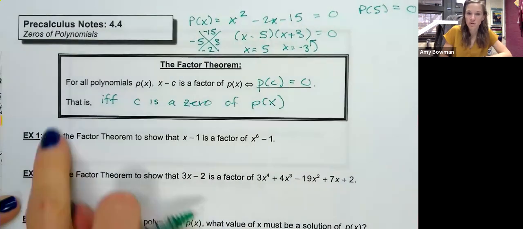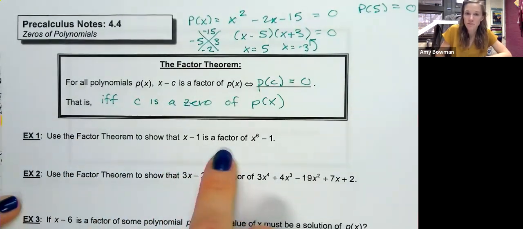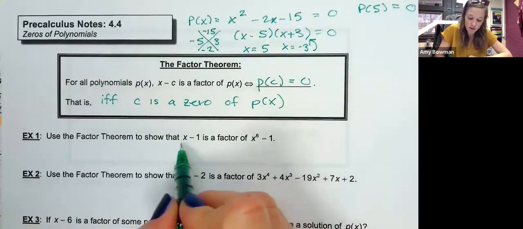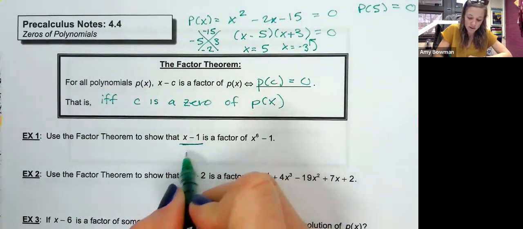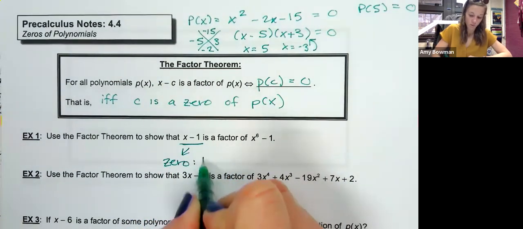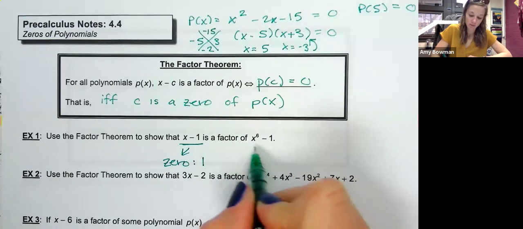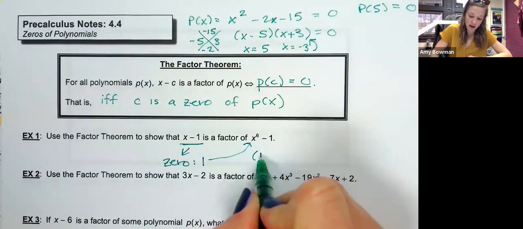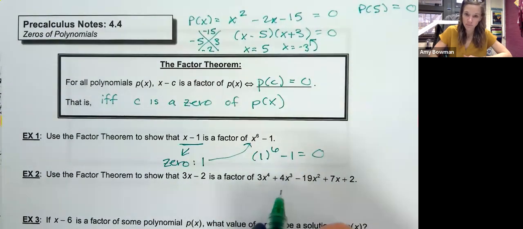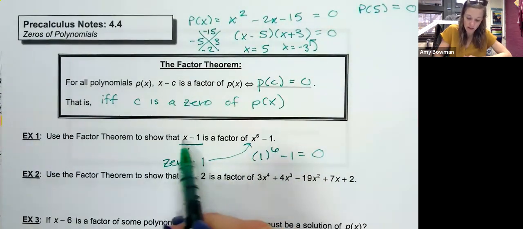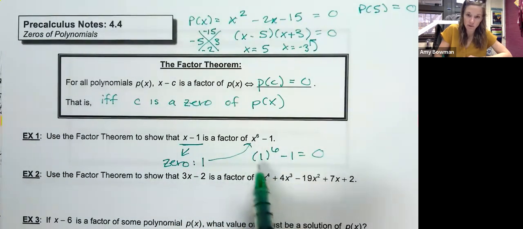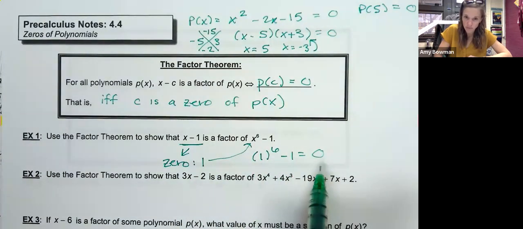So use the factor theorem to show that x minus 1 is a factor of x to the 6th minus 1. Well, here's my factor. So what would the 0 be? It would be 1. So using the factor theorem, I just want to evaluate this at 1. 1 to the 6th minus 1 equals 0. Again, if x minus 1 is a factor, then plugging 1 in should give me the value 0.